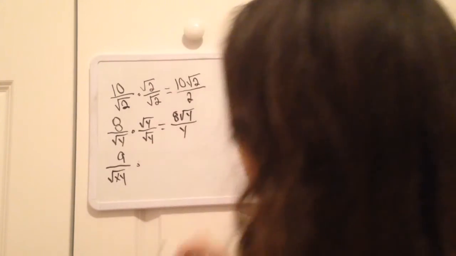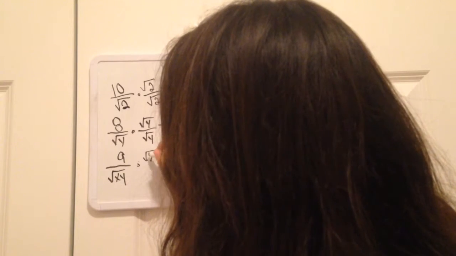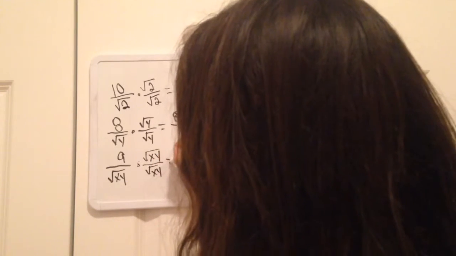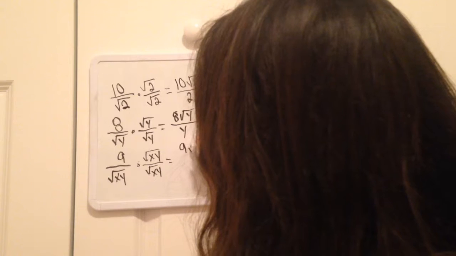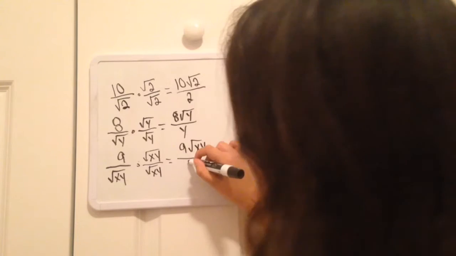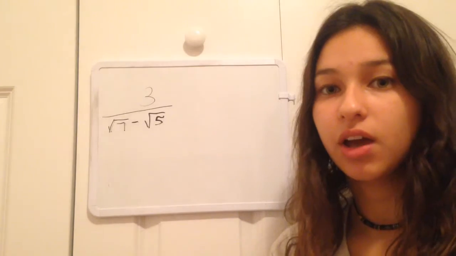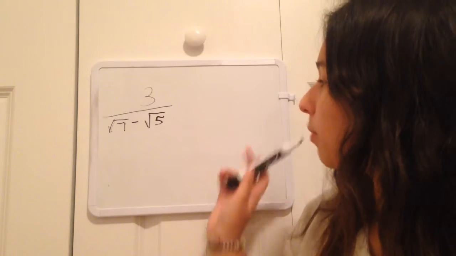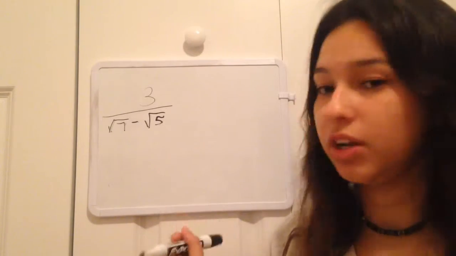Another example can be 9 over radical xy. You would still multiply by the denominator, and you would get 9 radical xy over xy.